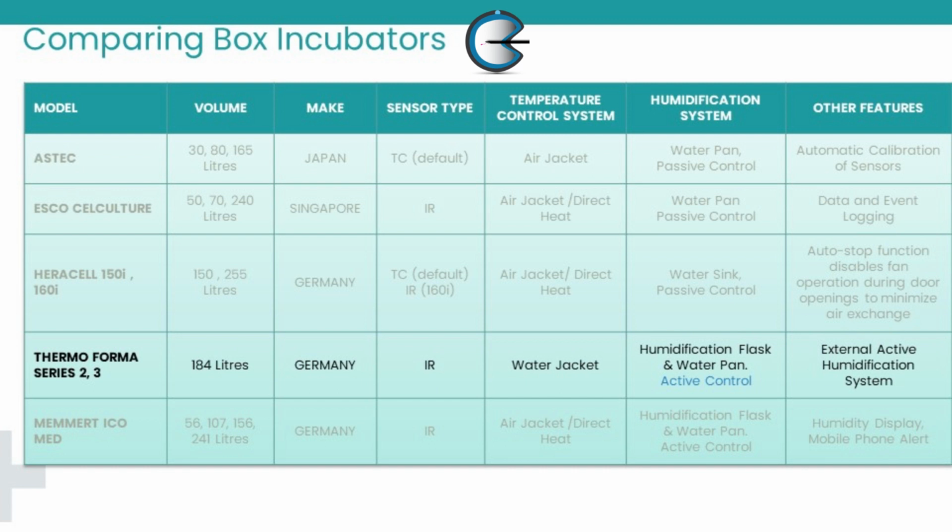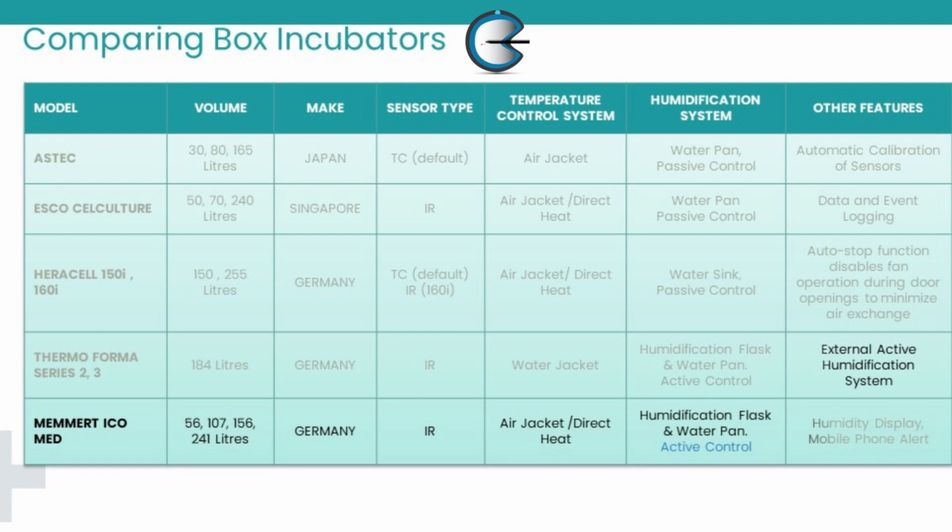This brings us to Thermo Forma Series 2 and 3, one of the best incubators around because it has a green tick on all the parameters on the yardsticks that we discussed. The only downside is that it is available only in a large size of 184 liters. The sensor type, green tick, IR sensor. It is the only incubator around with a water jacket, with a much better temperature control system. Humidification is again an active control with a humidification flask as well as a water pan.